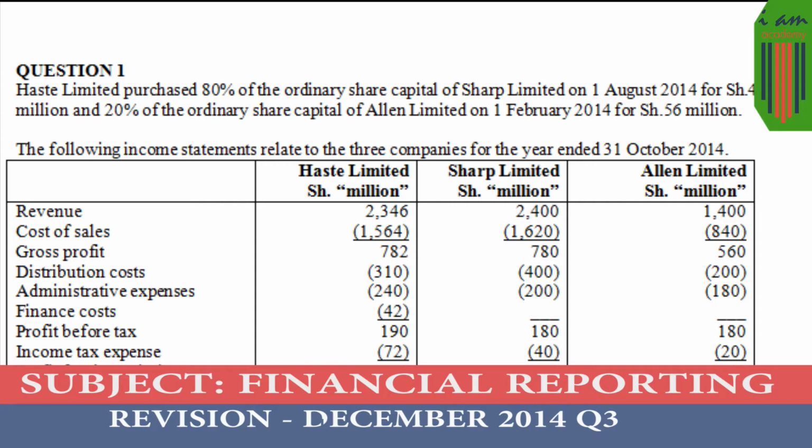Now, friends, from the required point of view, we can see part A, we are required to prepare a consolidated income statement or the statement of comprehensive income. Remember, we have 3 companies here. We want to know whether Hearst is the holding company. We want to know whether Sharp is the subsidiary or an associate. We also want to know whether Allen is a subsidiary or an associate. We have been given such information, but we are coming back to that.